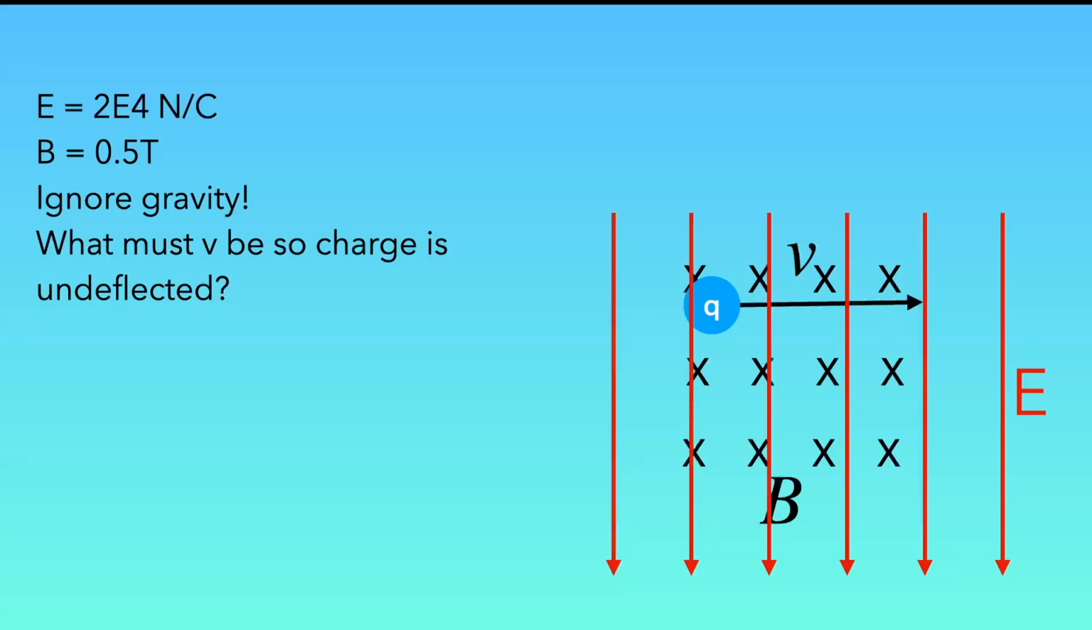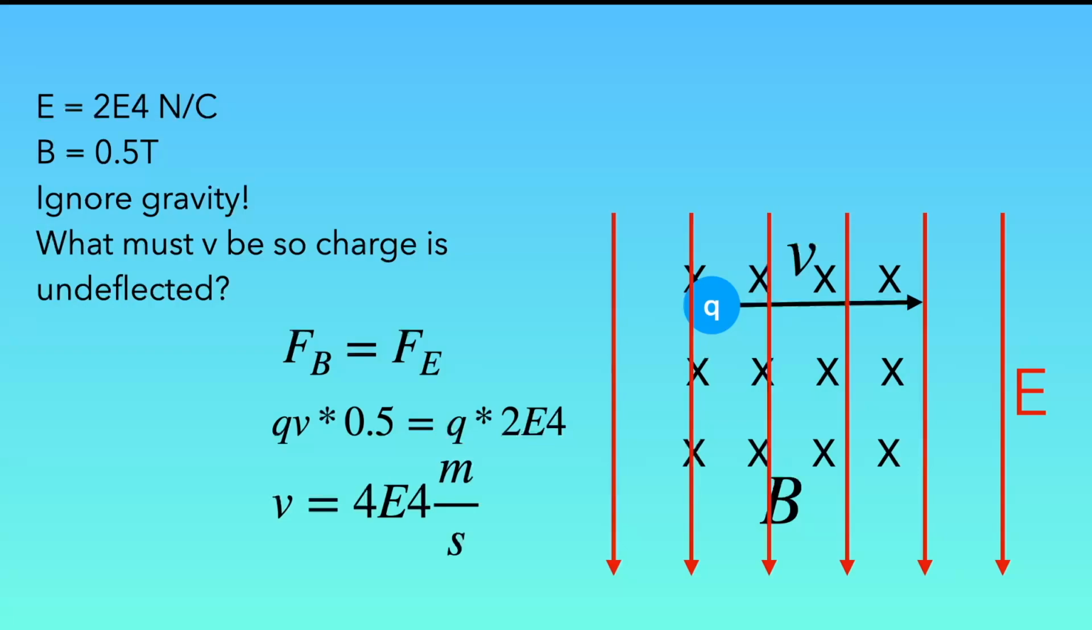The E field force is definitely going to be down, right? Okay, and the B field force, V cross B, you're going to find your thumb is pointing up. So the B field force is going to be up at QVB sine of 90. And that has to equal the E field force, which is Q times the E field. And when we solve that, the Q's cancel. We end up with V equals 4 times 10 to the 4th meters per second. That's how fast it's going to move. Any slower, and it's going to curve downwards because the E field will dominate. Any faster, it's going to curve upwards because the B field will dominate.